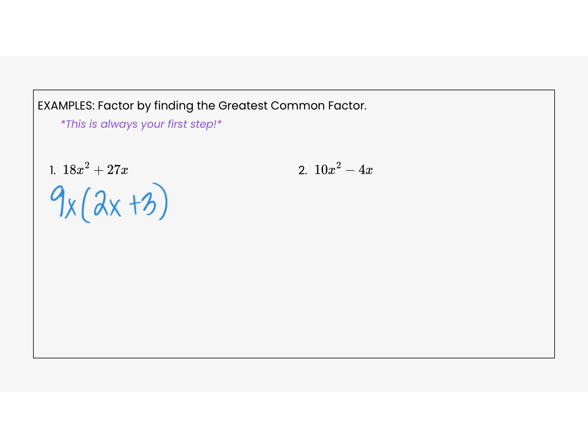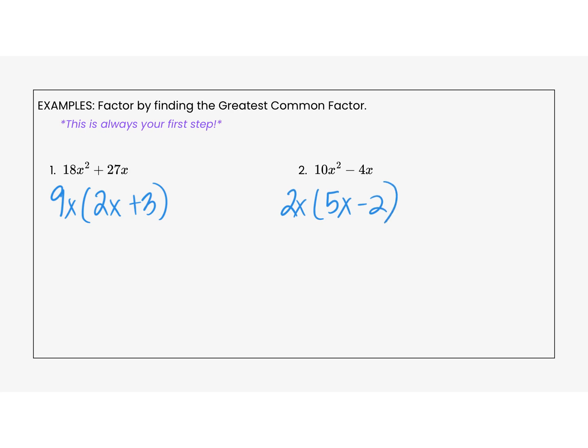If I look at number 2, 10x squared minus 4x. So again, I can see they each have x's, so I'm definitely going to take one x out. And then the greatest common factor between 10 and 4 would just be 2. So I'm going to take out 2x, and that leaves me with 5x minus 2.